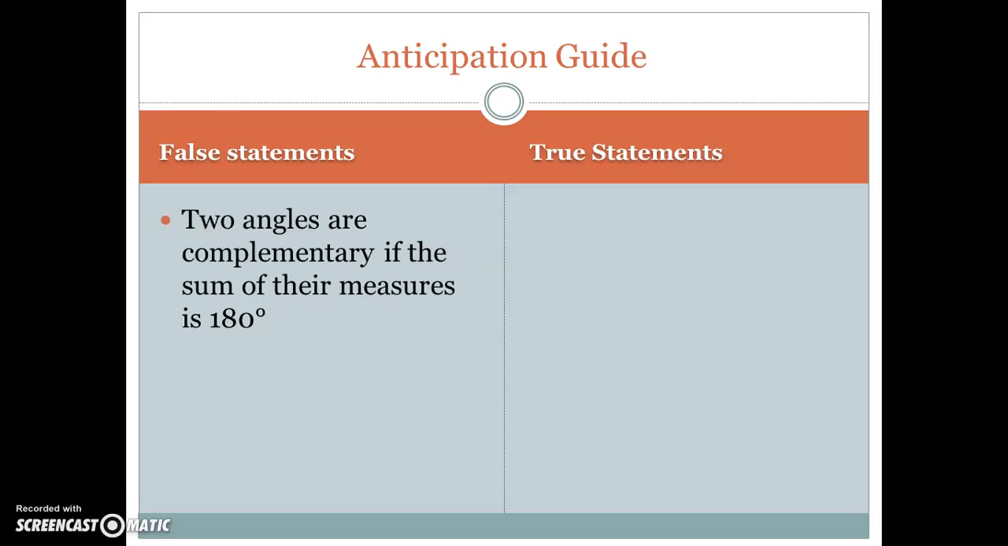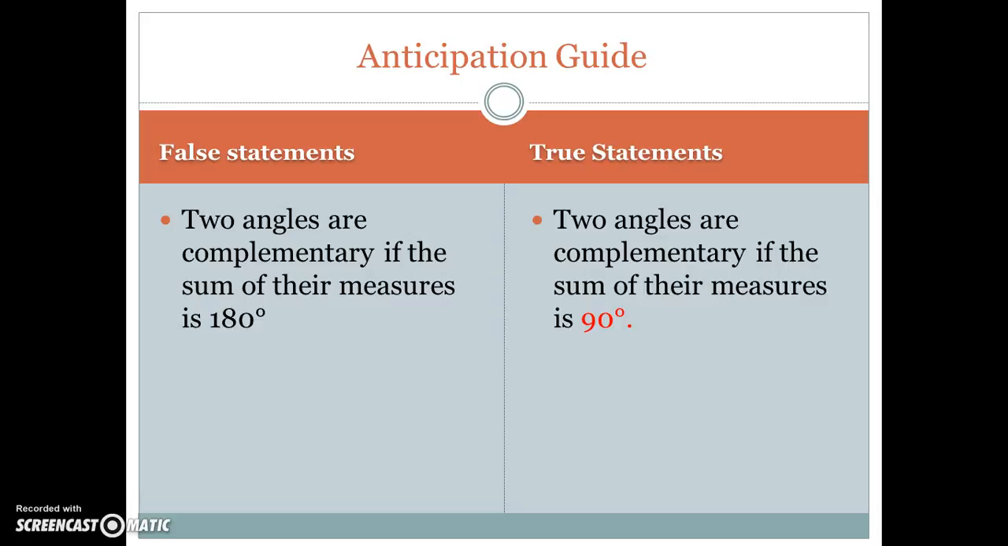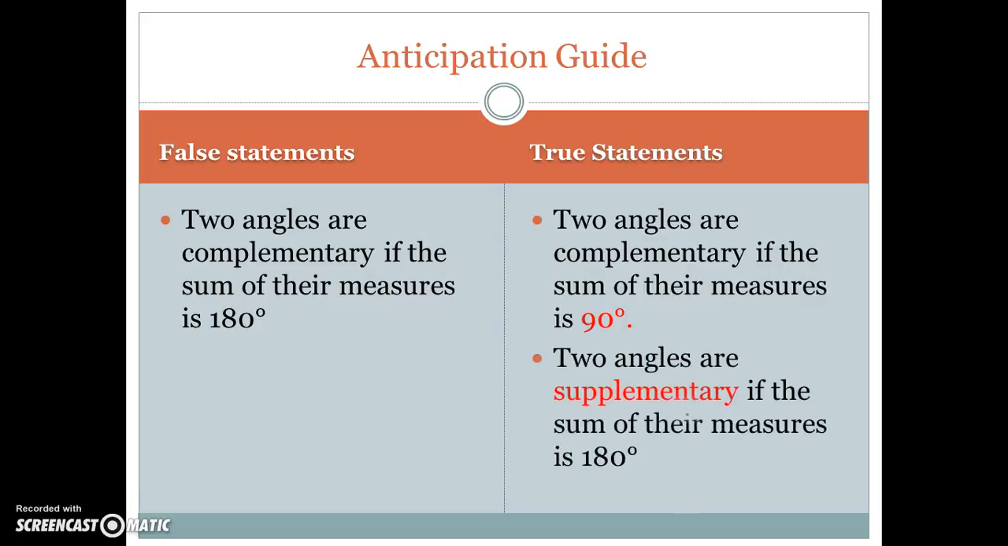Now here we'll do the last one here. A false statement is that 2 angles are complementary if the sum of the measures is 180 degrees. Now to change that into a true statement, we can say that 2 angles are complementary if the sum of the measures is 90 degrees. And additionally, 2 angles are supplementary if the sum of their measures is 180 degrees.